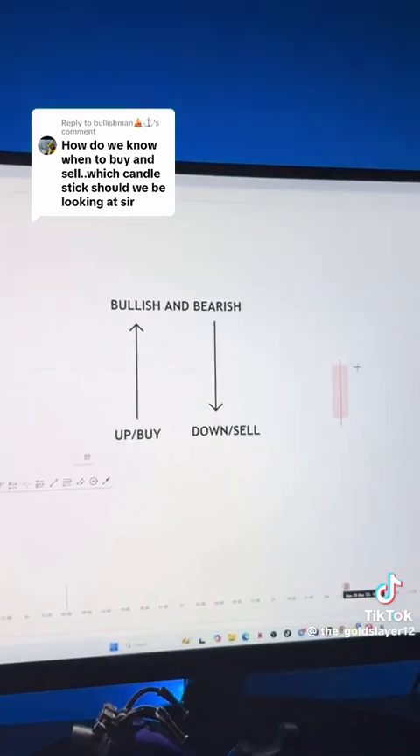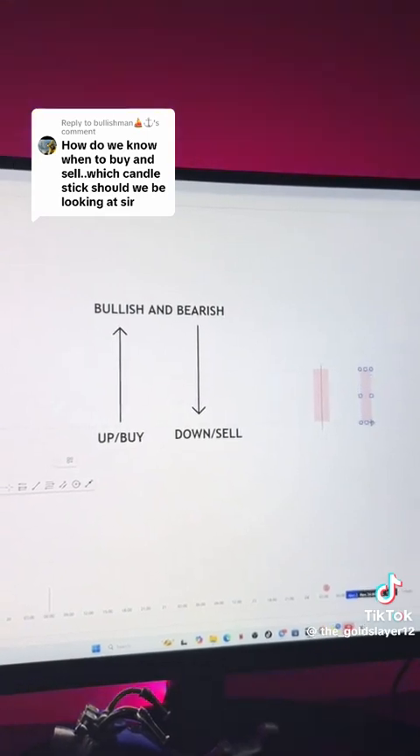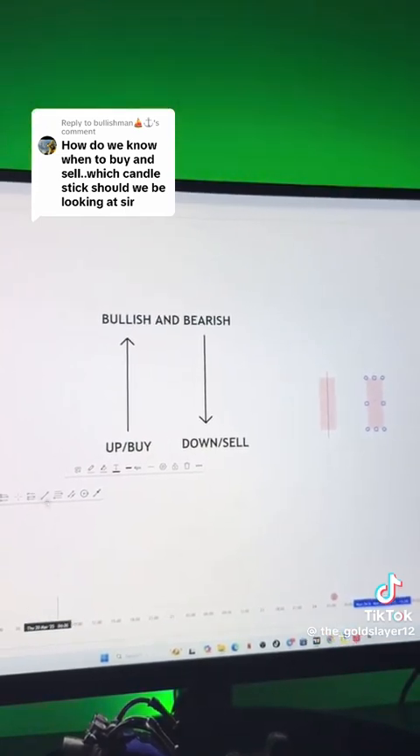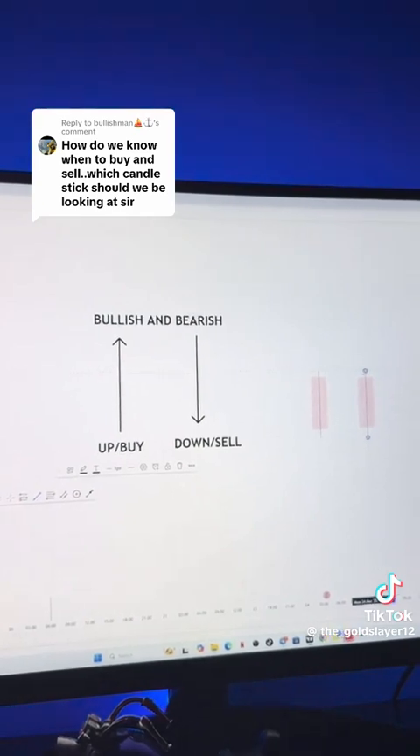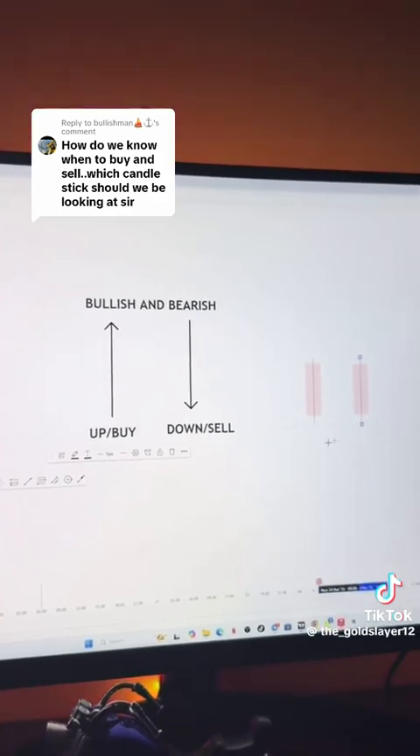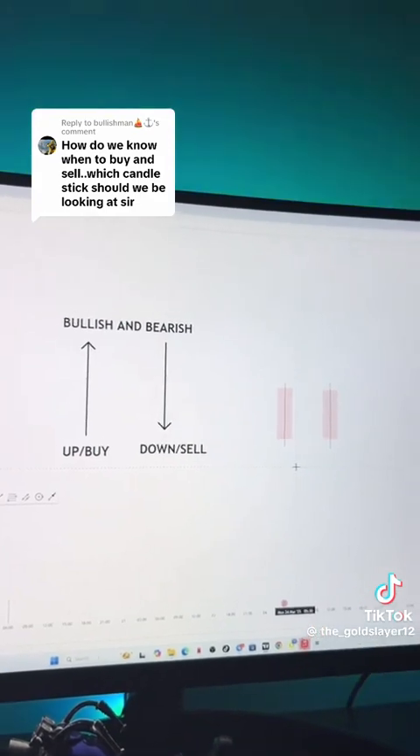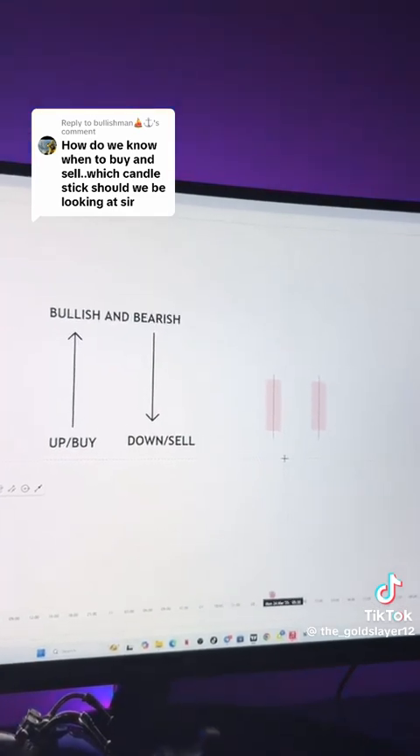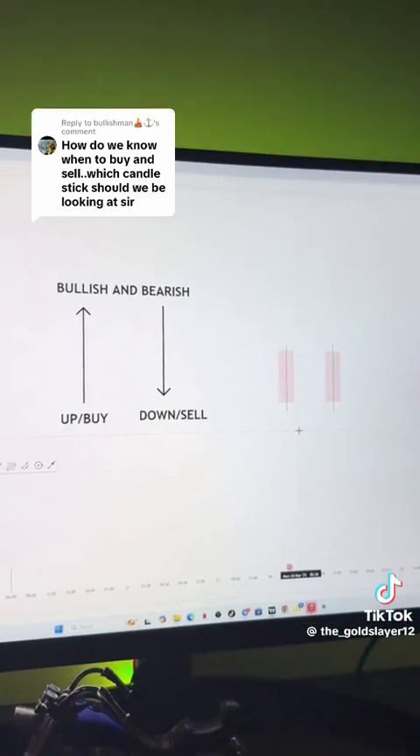Then for the bearish candlestick, you have your bearish candlestick opening at the top and then closing at the bottom, like this. And then the wick as well in it, representing the highest point the candle went to at the top, and then the lowest point the candle went to at the bottom. By default, you're going to find these candlesticks being green for the bullish candlestick and red for the bearish candlestick. Do you understand?